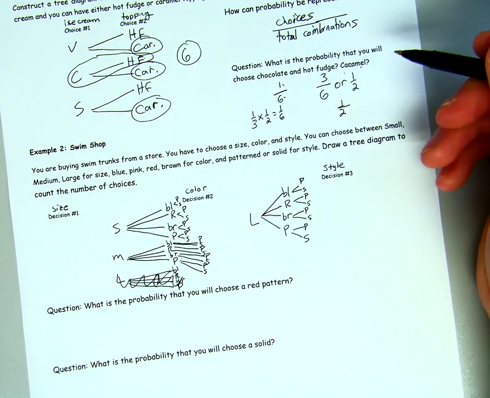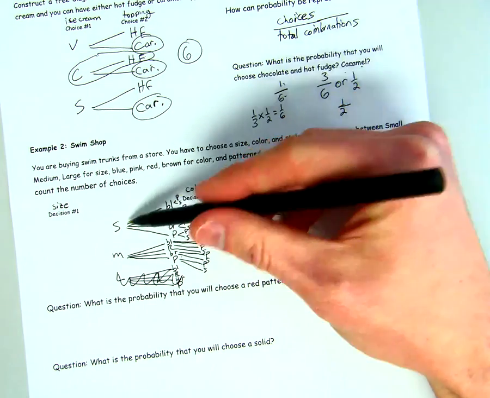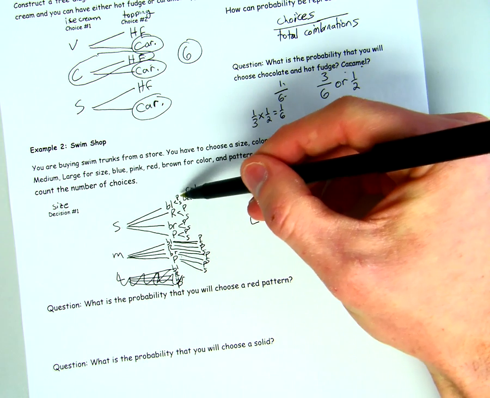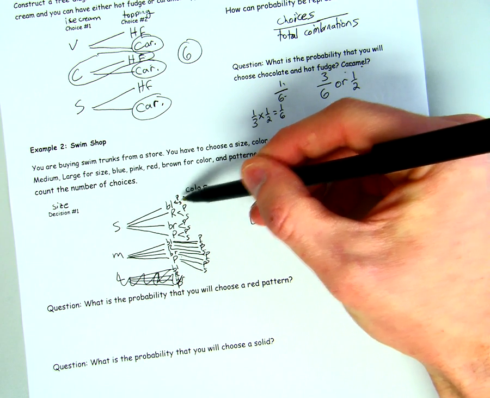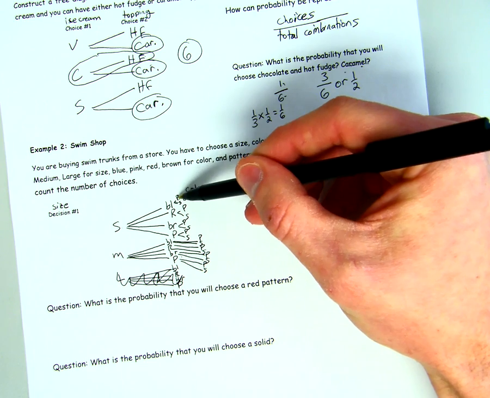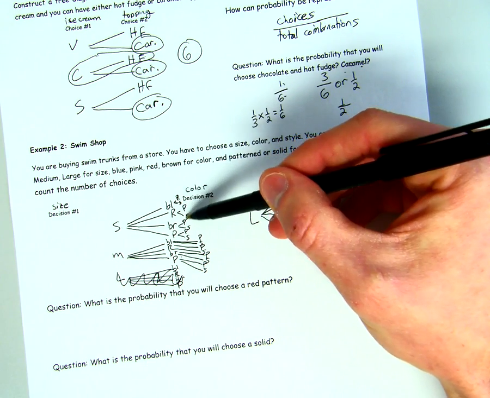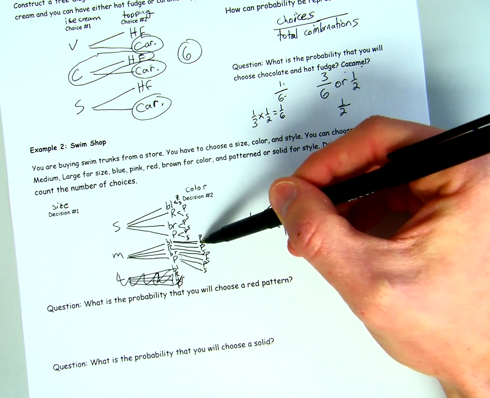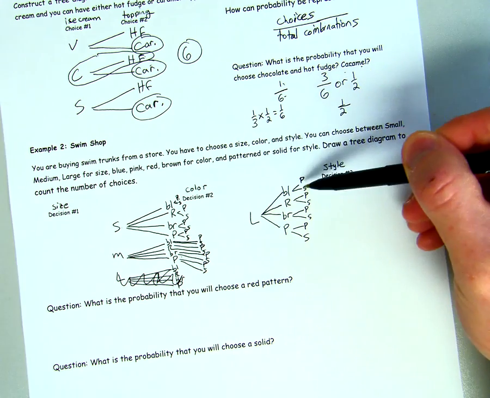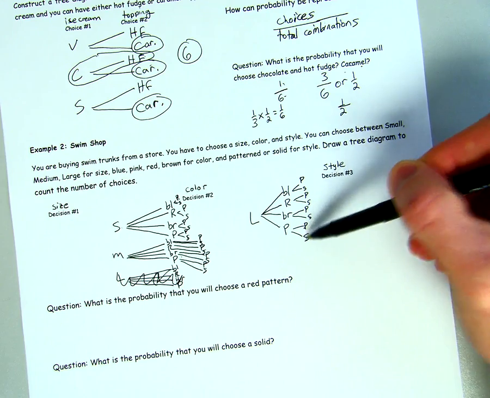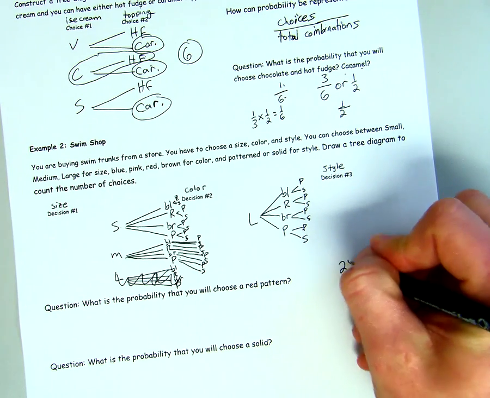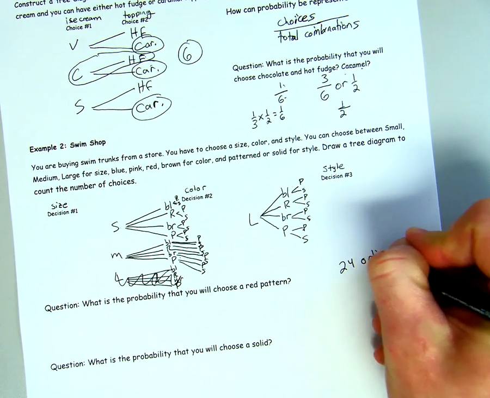So my total number of options would be, I can do small, blue, pattern, or solid. It gives me 2 options right there. So I can count up my total possibilities at the end here. 1, 2, 3, 4, 5, 6, 7, 8. Which means I have 24 total options, or choices.